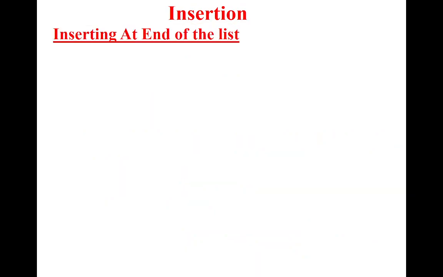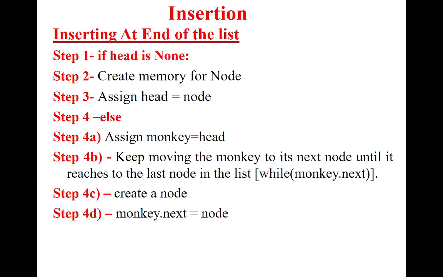And next we are going to see about insert at the end. What is insert at the end? I will show you. Here also two cases are there. First, if we want to insert at the end, we have to check whether head is None or not. Why? If head is None, what is the meaning? The list is empty.